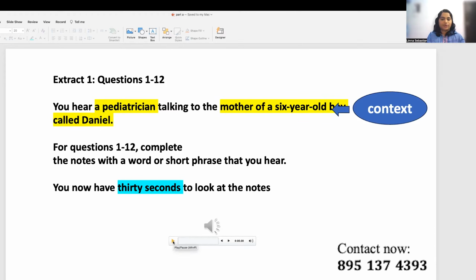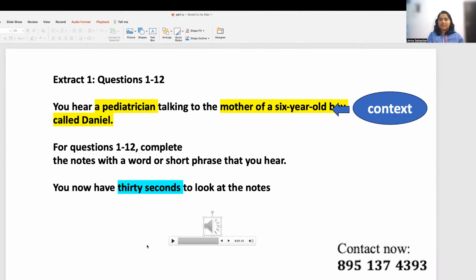Extract 1, questions 1 to 12. You hear a paediatrician talking to the mother of a 6-year-old boy called Daniel. For questions 1 to 12, complete the notes with a word or short phrase. You now have 30 seconds to look at the notes.